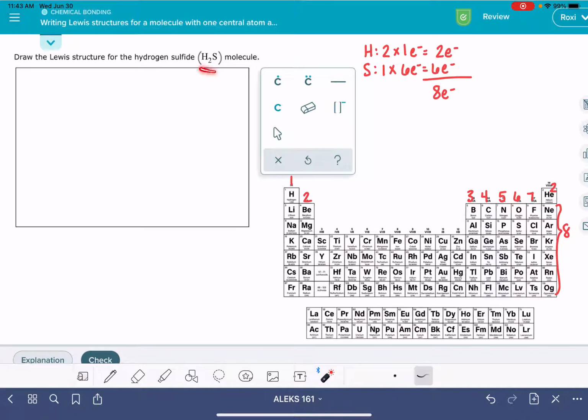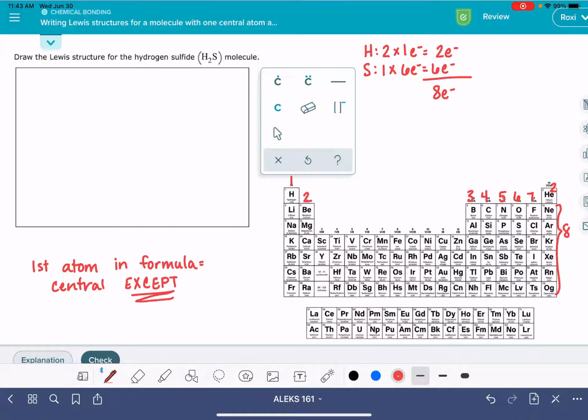Our next step is to arrange the atoms in the molecule. Typically, the first atom in the molecular formula is the central atom. The one exception to that would be if the first atom is hydrogen. So I'm just going to make a note down here. The first atom in the formula, the way the formula is written, is going to be the central atom, except if it's hydrogen.